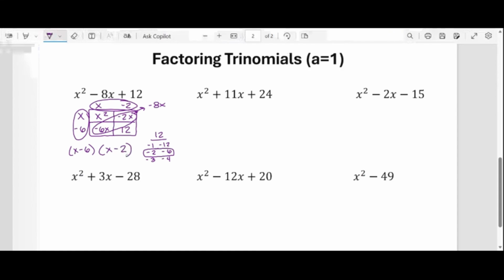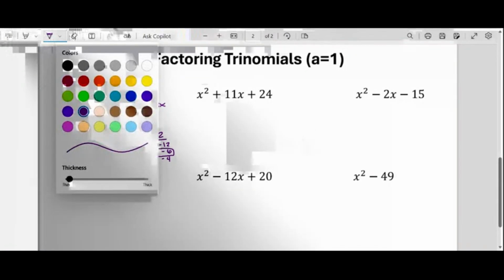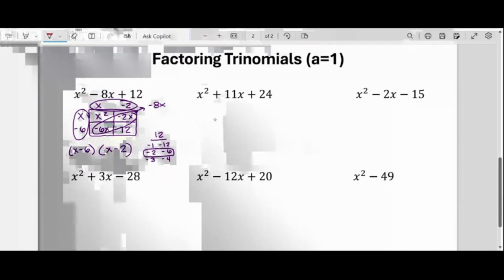All right, we are looking at all positive numbers for number 2 here, all positive numbers. So we don't need to concern ourselves when we do our factors for 24. We don't need to concern ourselves with negative numbers at all. Let's set this one up.